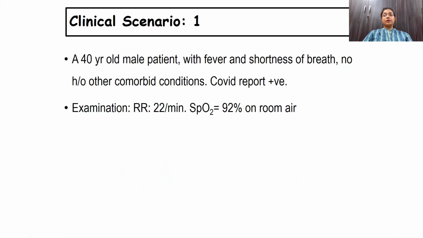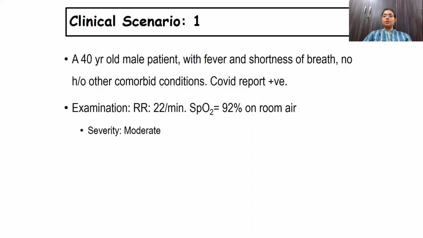He develops fever and shortness of breath, but there is no other comorbid condition. His COVID report is positive. On examination, you see that the respiratory rate is 22 breaths per minute and the saturation being maintained is 92% on room air. So now first let's do the disease categorization. This patient falls into a moderate disease category.